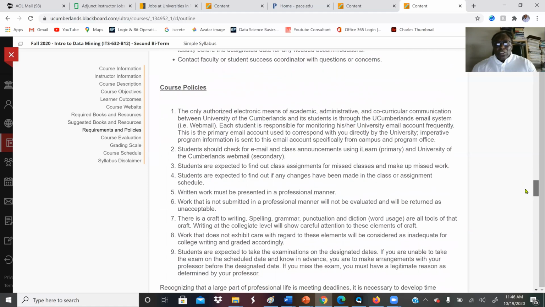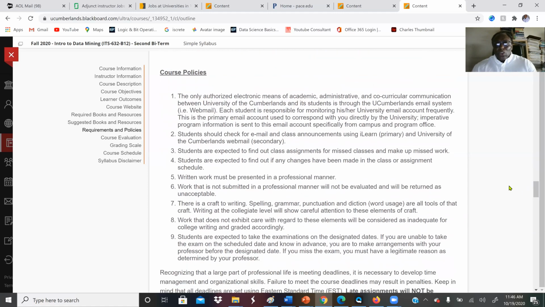The course policies: again, this is an online course. The most important thing I would say is what we mentioned earlier: plagiarism, fabrication, falsifying information. We should be aware of that. And also, most of the written assignments should be in APA format. All the written assignments will be in APA formatting.